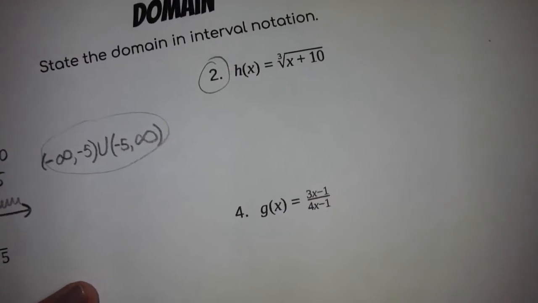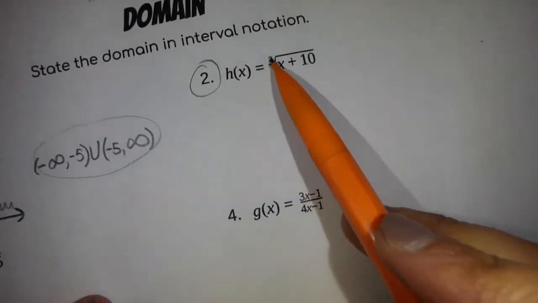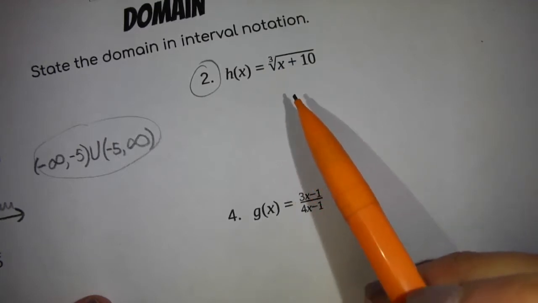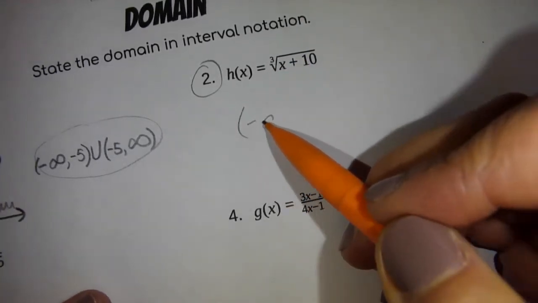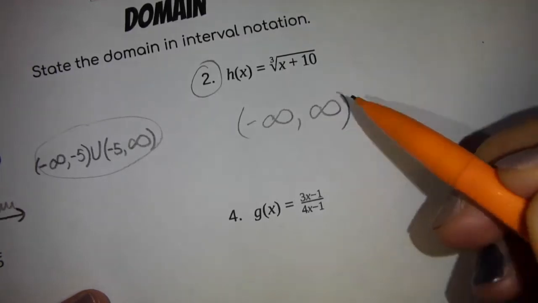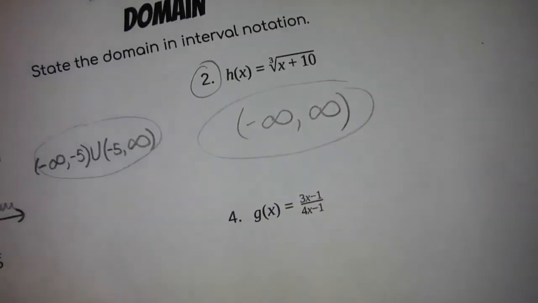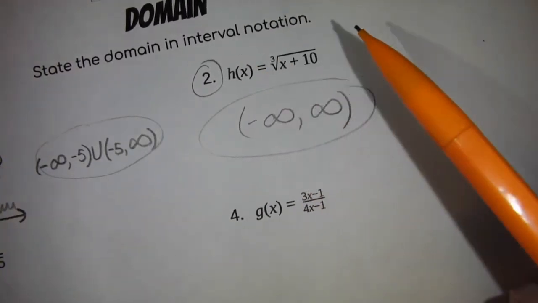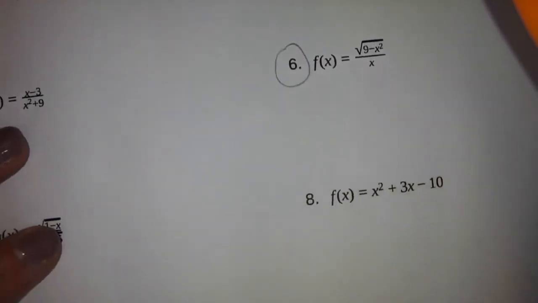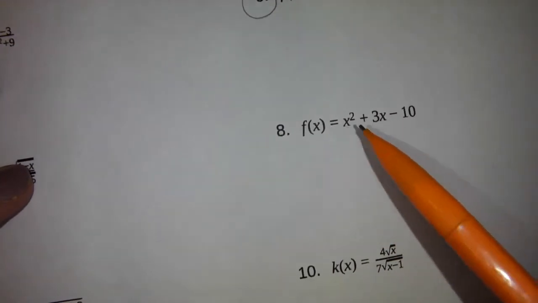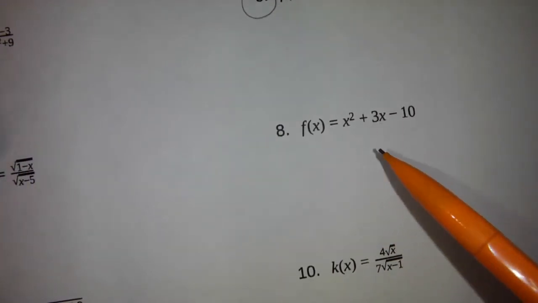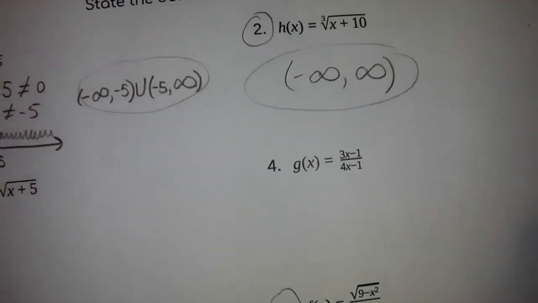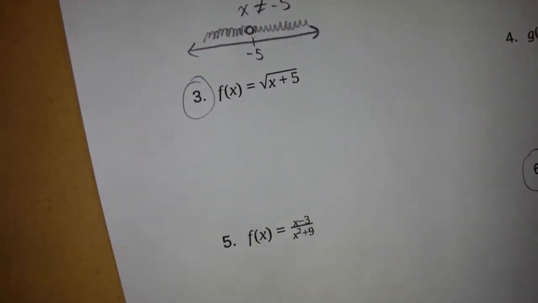The next one, we have the cubed root of x plus 10. The cubed root, 3, is an odd number. So really any value can go in for x. This can be positive or negative. So this would be negative infinity up to positive infinity. Anything can go in for x. We would do that for something like number 2, or number 8 is another example. Anything can go in for x here. As soon as you see there's nothing with a denominator or an even root, it's a pretty easy answer for that.